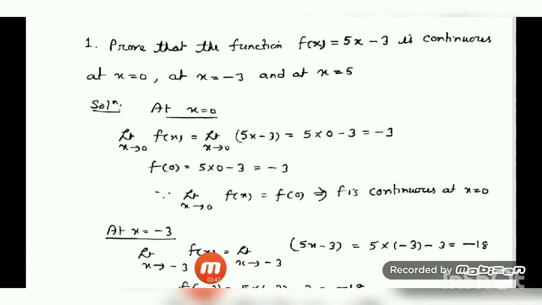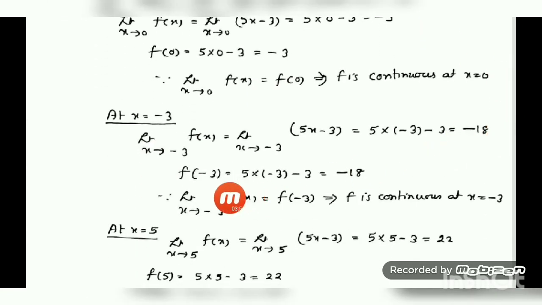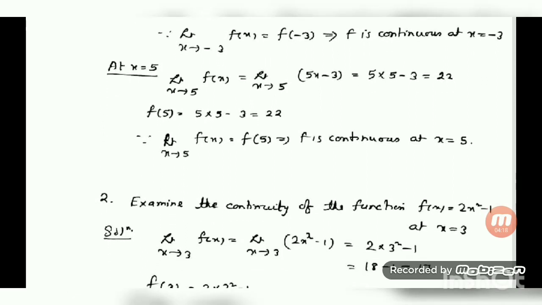Then we are going to find out f of minus 3. So what is f of minus 3? 5 into minus 3 minus 3. So this is f of minus 3. The calculated value is again minus 18. So we have seen that limit x tends to minus 3, f(x) and the value of the function f of minus 3 both are equal. It means the function is continuous at the point x equal to minus 3. Only one point it is asked to find out, right? So we have calculated that particular point. Now we have to check the continuity at the point x equal to 5.